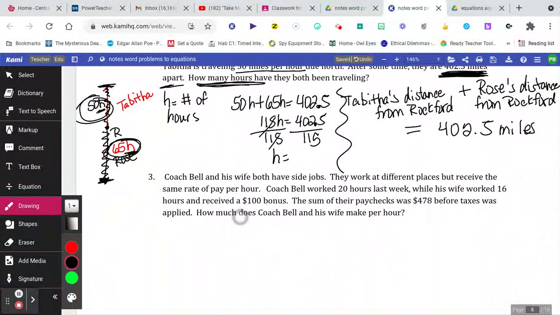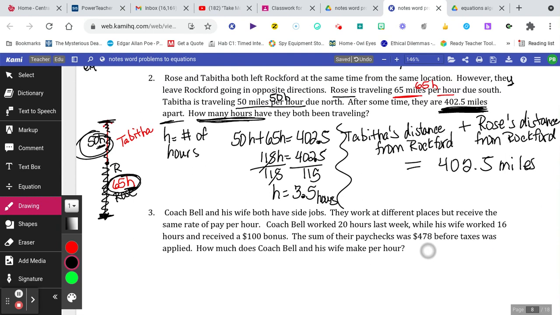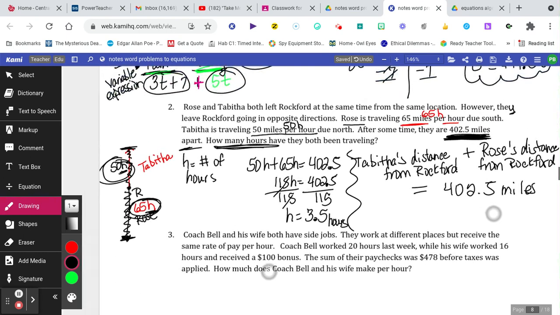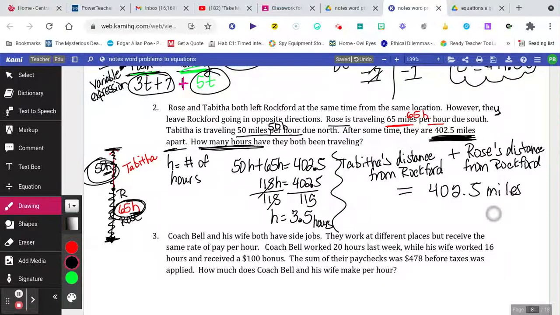All right, so we have 402.5 divided by 115. So it gives me 3.5. So I know after 3.5 hours, those two young ladies are 402 and 5/10 miles apart, or 402.5 miles apart. So I hope that makes sense. So your thing one was basically Tabitha's distance, and thing two, Rose's distance. Okay.